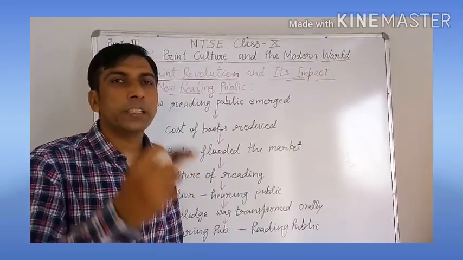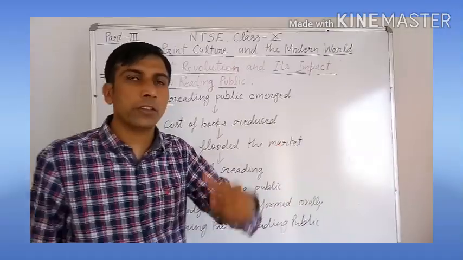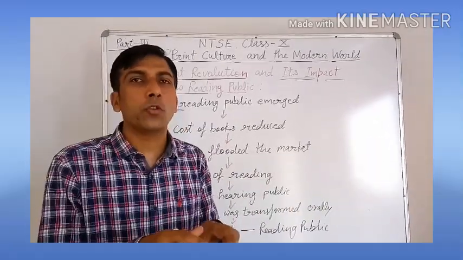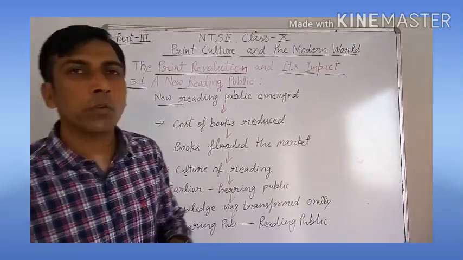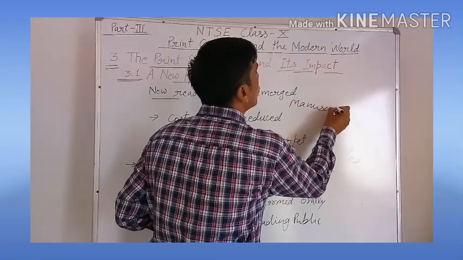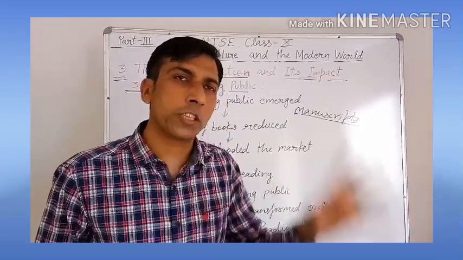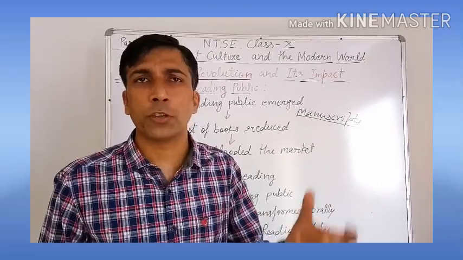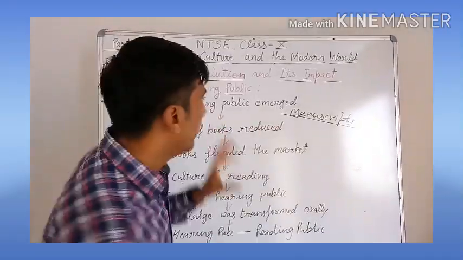And how could this be possible? Because first, a new reading public emerged. Now the people started to read books and more and more people could purchase books. How was this possible? Earlier, the cost of books was very high, because, as you know, in the previous video we discussed manuscripts, right? Manuscripts were handwritten books. These were very costly, very expensive, and it was not possible for common people to purchase them, because these were restricted to only higher class people, elite groups, right?